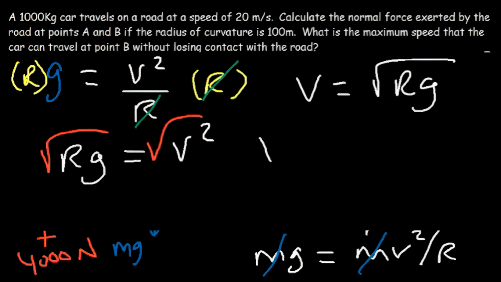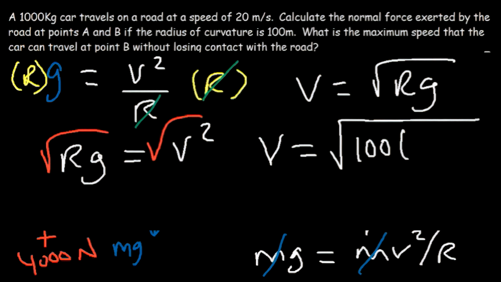So this equation gives us the maximum speed at which the car can travel at point B without losing contact with the road. If the speed exceeds this value, it's going to fly off the road. So let's see what that speed is. The radius is 100. Gravitational acceleration is 9.8. So 100 times 9.8 is 980, and the square root of 980 is 31.3 meters per second.